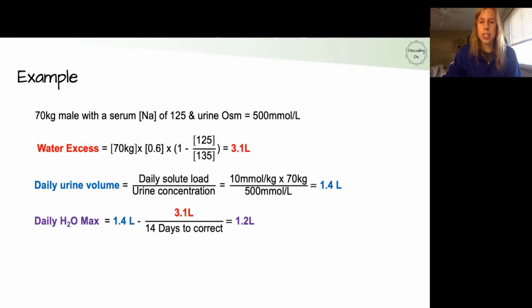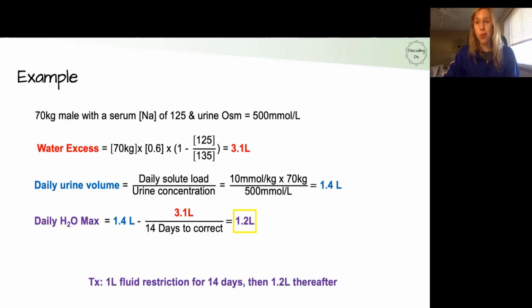So what this means is that for our patient, what we're going to do to treat is we're going to put him on a 1 liter fluid restriction for 14 days. And we'll have him come back in 14 days. We'll recheck a BMP. We'll see where his sodium is at. Then if that corrects his sodium, thereafter we will tell him to have no more than 1.2 liters per day, because that's the amount of water that his body is producing in his urine by the amount of ADH that his body is working with.